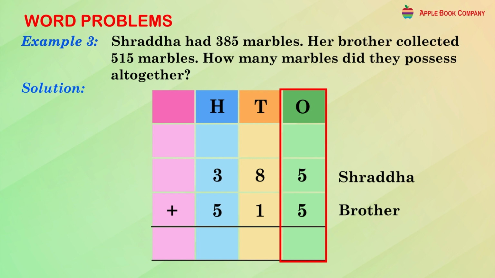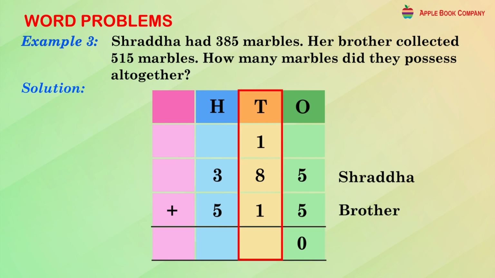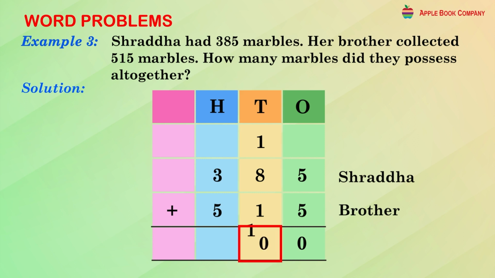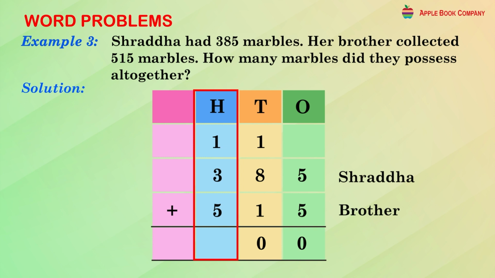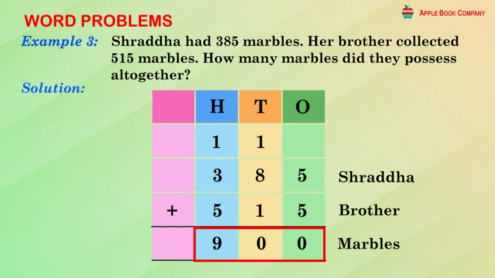When we add the ones place, which is 5 and 5, we get 10. So we place the 0 in the ones place and carry the 1 to the tens. 1 plus 8 plus 1 gives us another 10. So we put 0 in the tens place again and carry the 1 to the hundreds. 1 plus 3 plus 5 gives us 9. So in all they had 385 plus 515, which is 900 marbles.